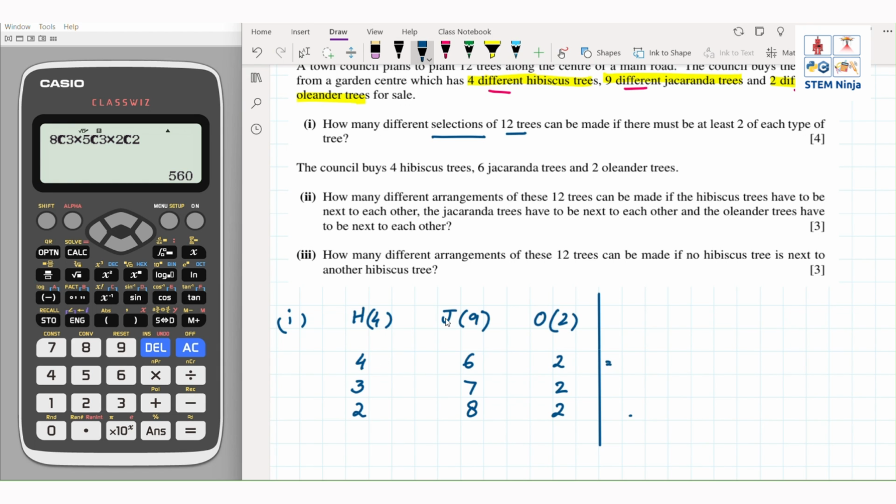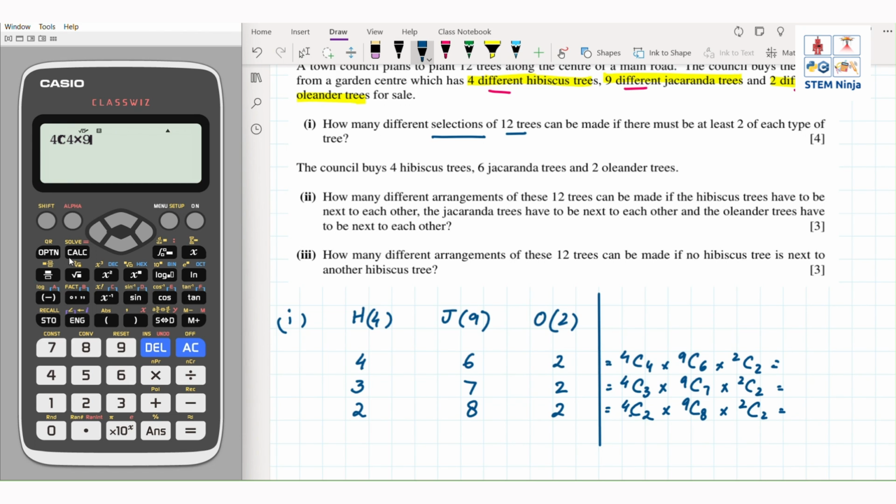So let's write their corresponding scenarios for the combinations. We have 4 hibiscus trees, so 4C4, 9C6 times by 2C2. Similarly, 4C3 times by 9C7, 2C2. 4C2, 9C8, 2C2. All right, so now let's calculate their values.